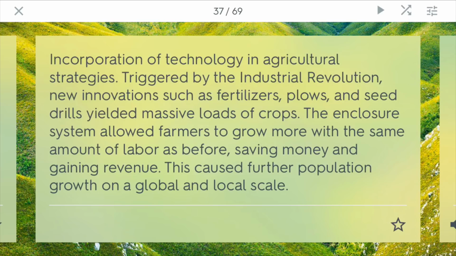The second agricultural revolution incorporated technology into agricultural strategies. It was triggered by the Industrial Revolution, where new innovations such as fertilizers, mechanical plows, and seed drills allowed for massive loads of crops. The enclosure system, which fenced in certain pieces of land, also allowed farmers to grow more with the same amount of labor as before.